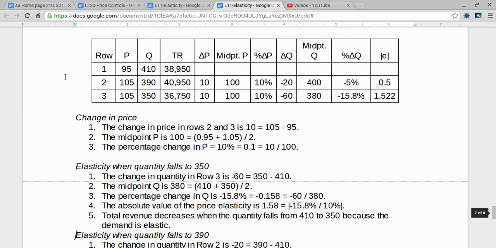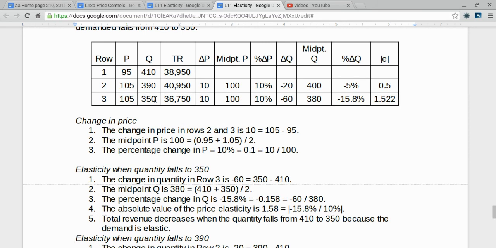Now let's talk about what happens in row 3, where the quantity falls to 350. In this case, the change in quantity is going to be minus 60 because quantity fell to 350 from 410. The midpoint quantity is 380, which is the average of 410 and 350. So I've got minus 60 as my change in quantity and 380 as the midpoint quantity. The percentage change is going to be minus 15.8%, which is minus 60 divided by 380.